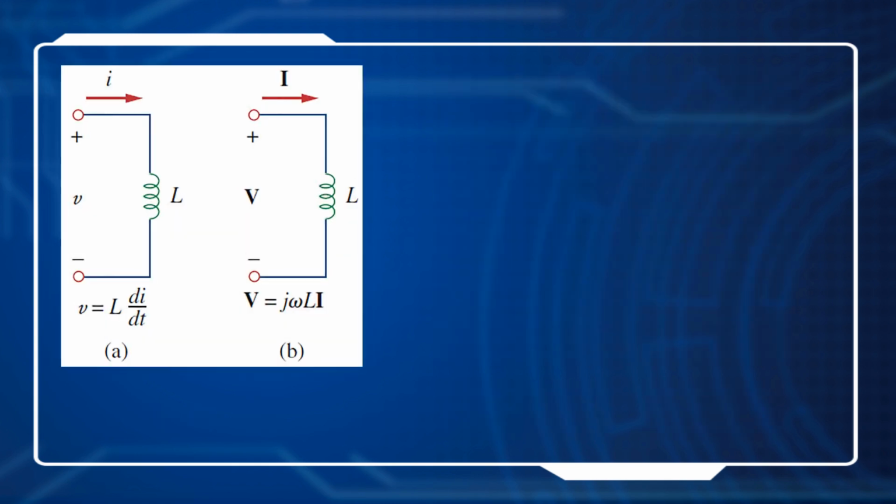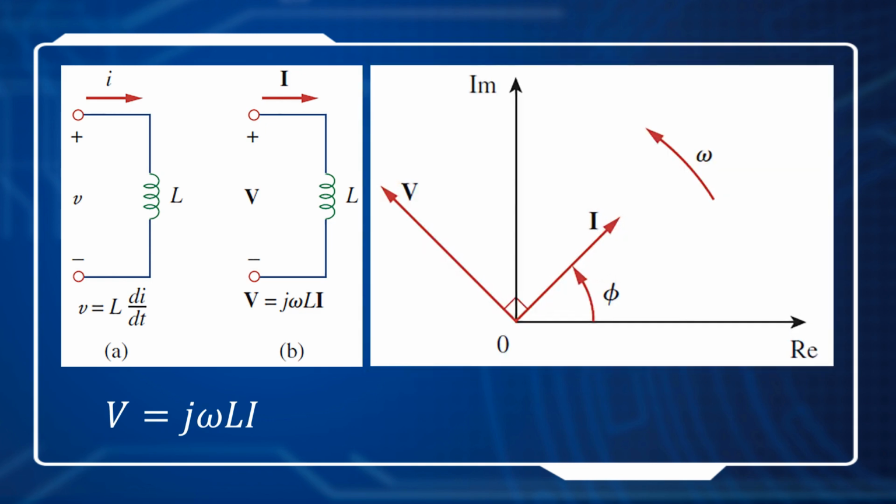For the inductor, if we transform both the voltage and the current into phasors, we get the relationship like this: V equals j omega L multiplied by I. If we draw both of the phasors in one graph, we will get a phasor graph like this. We can find the phasor V is leading I by 90 degrees.